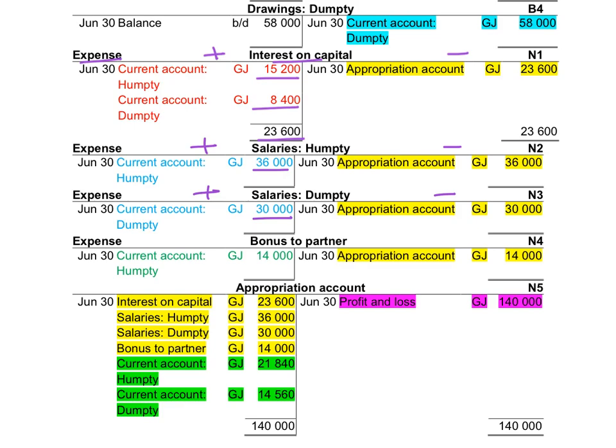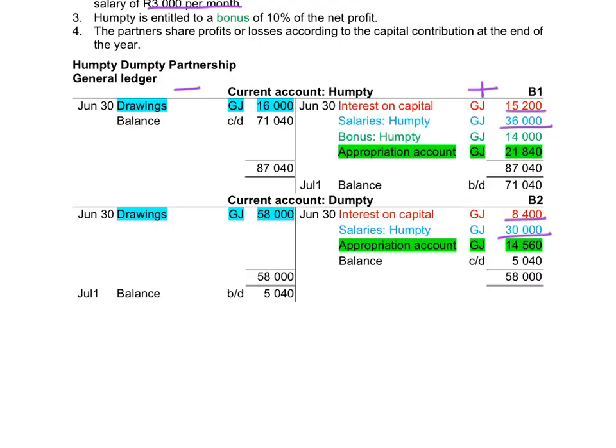Then the partners are entitled to a 14,000 Rand bonus. That is also an expense that will increase on the debit side. This money must still be paid to the partner. And we will credit the current account with the 14,000 to indicate that is the amount that's outstanding. So the first entries that we will complete are for interest on capital, salaries and bonus to complete adjustments, increasing the expenses and increasing the current accounts on the credit side.